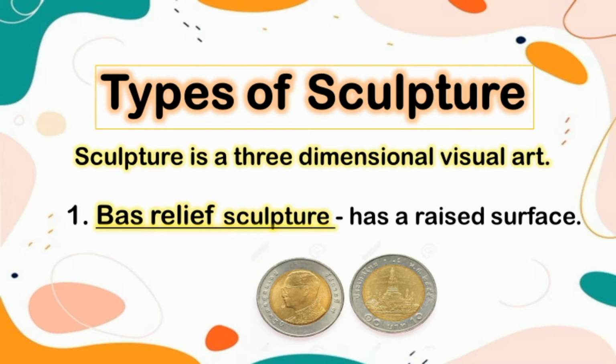So last week, you finished your activity about bas relief sculpture, one of the types of sculpture. When we say sculpture, it is a three-dimensional visual art. And when we say bas relief sculpture, it has a raised surface and a background. For today, I will show you some of the artworks of your friends.